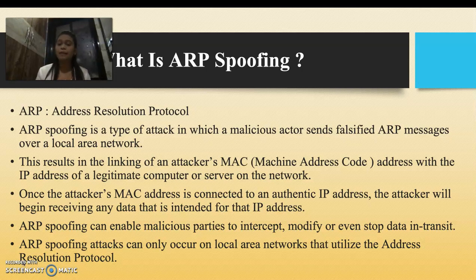So what exactly happens in ARP spoofing? Whenever data is sent from your local machine, your MAC address is recorded and transmitted from the computer to the server. The result is the linking of an attacker's MAC address with the IP address of a legitimate computer or a server on the network. Once the attacker's MAC address is connected to the authentic IP address, what exactly will the attacker do?